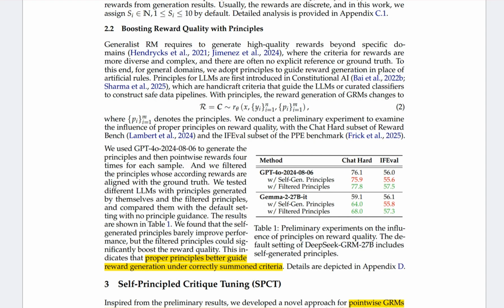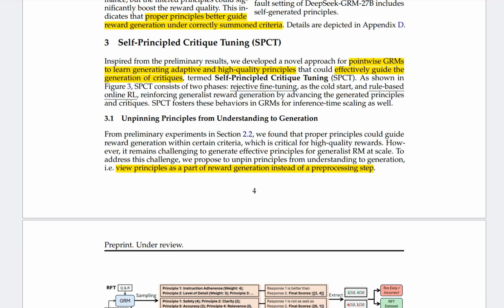This table shows that if you generate some principles yourself and then evaluate the answers based on those self-generated principles, the results might not necessarily be good. But if you generate those principles and filter them, meaning you remove the bad principles, then the results improve compared to the original outcome. So, it's saying you absolutely need some high-quality principles, and these principles are actually generated by the reward model itself. Now, let's talk about how to train it.